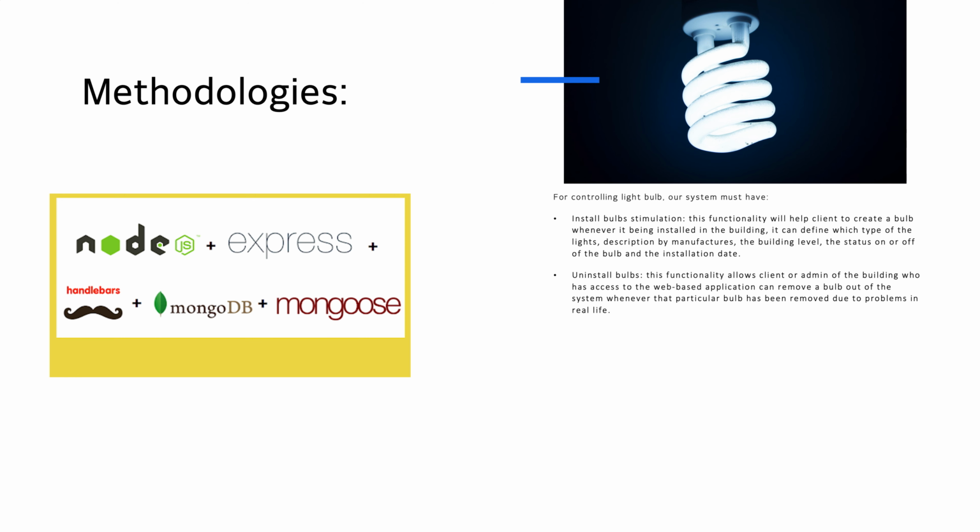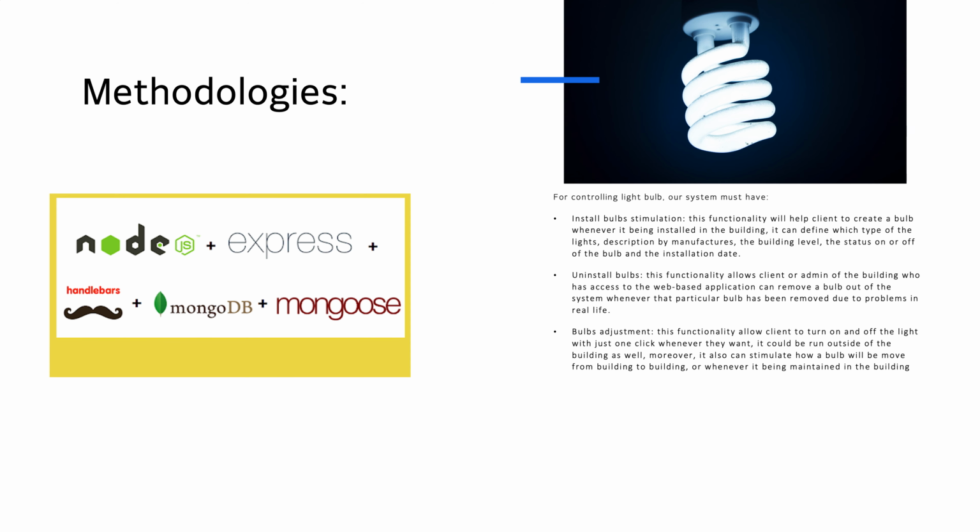And for the uninstalled bulbs, the functionality allows client or admin of the building who have the right to the web-based application to remove a bulb out of the system whenever that particular bulb has been removed due to problems in real life. And the bulb adjustment. This functionality will act like a switch, which will allow client to turn on and off the lights with just one click whenever they want. It could be run outside the building as well. Moreover, it can also simulate how a bulb will be moved from building to building, or whenever it's being maintained by the building, which means it's going to be removed and put back.